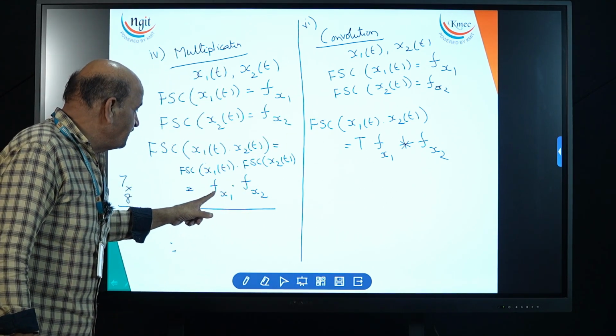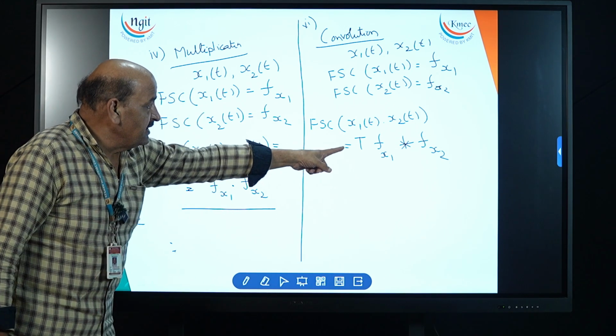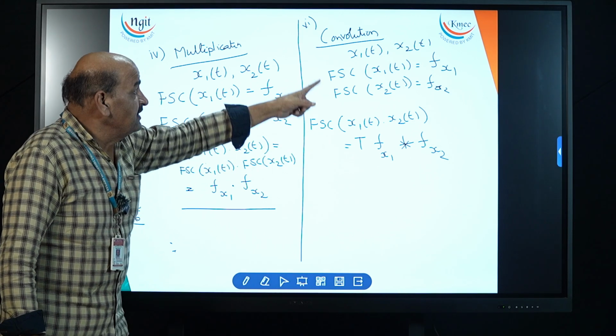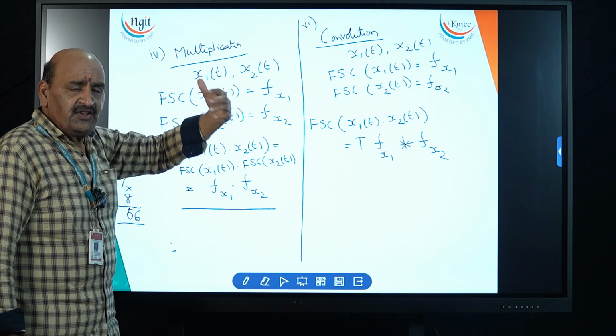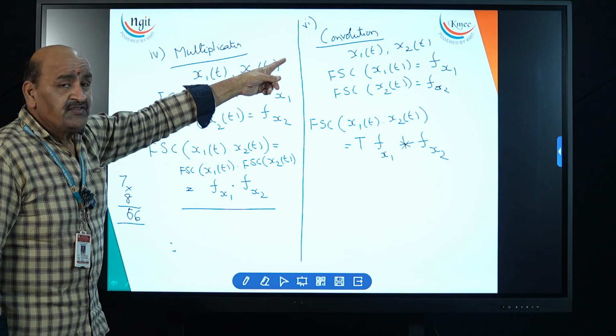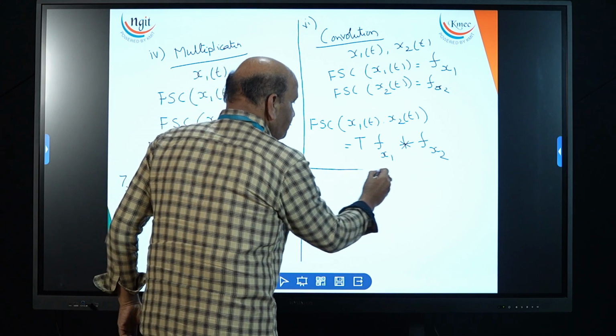Just look, this is only multiplying the Fourier series coefficients of x1 and x2, but it is multiplying with the time period T, the total fundamental period T. This is convolution. Again, in the third unit, at the beginning, we are discussing this property in depth. There, that is the major concept. Here, this is the minor project. Okay, now let us discuss.